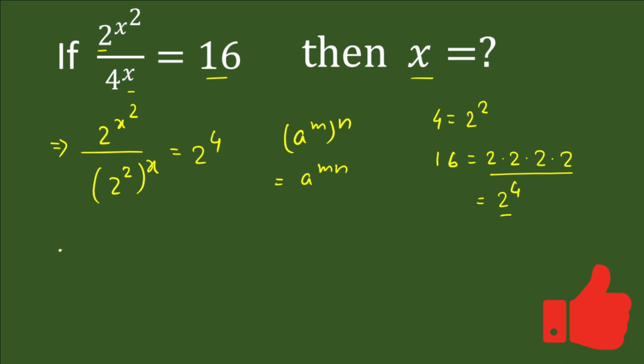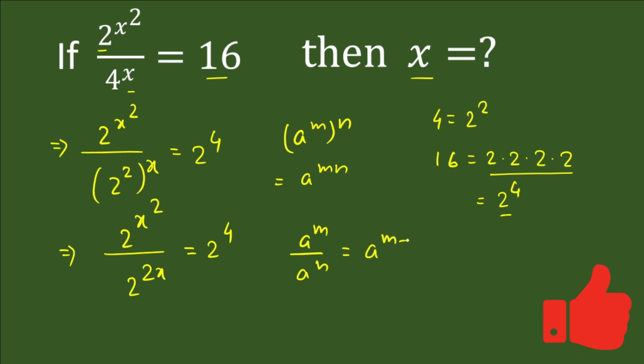So now in the next step we can write the numerator same, 2 to the power x, and having power 2. In the denominator we can write 2 to the power 2x, and in the right hand side we have 2 to the power 4. Now here we have made the numerator and denominator base values same. Now look at here, it is in the form of a to the power m divided by a to the power n. Here the base is same, 2 and 2, and a and a, and we can write this as a to the power m minus n. Here we subtract the powers.